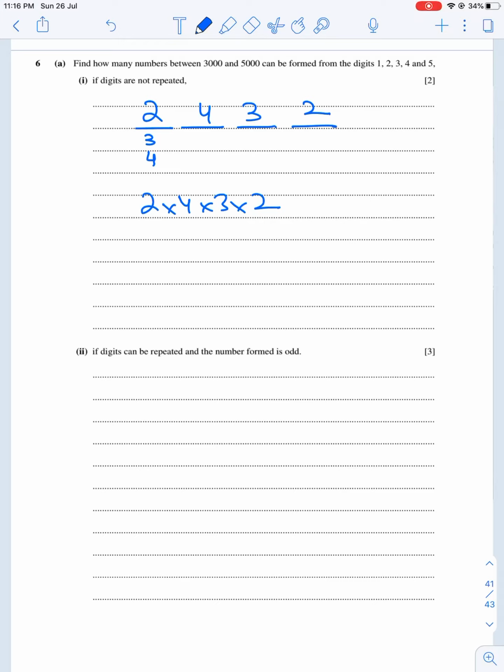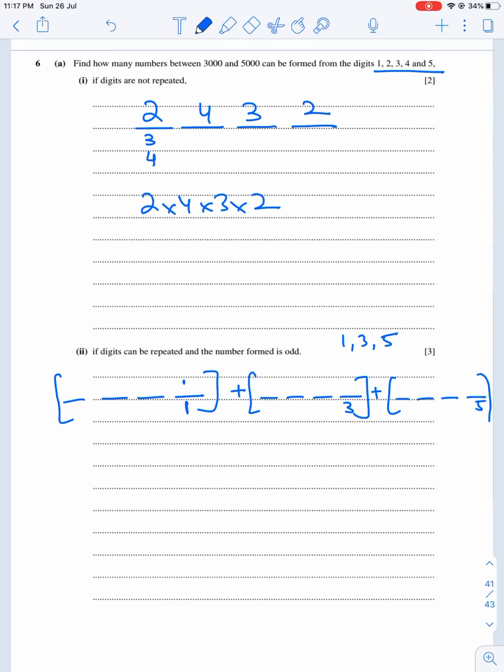The second part, if digits can be repeated and the number formed is an odd number. Okay, if you notice, out of these 5 digits, the odd numbers are 1, 3 and 5. I'm going to separate the case where you have 1 as the last digit, or 3 as the last digit, or you have 5 as the last digit. If you have 1 as the last digit, there's just one option here.